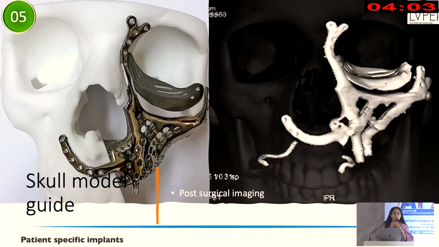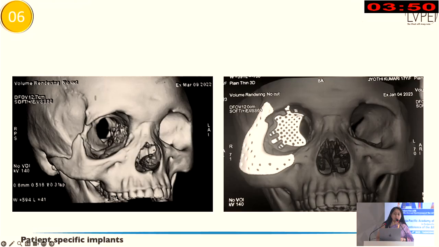This is how her skull model and the implant looked, and that's her radiology post-operative. And this is her post-operative. You can see that little faint scar along the nose. She certainly had an excellent outcome with the reconstruction.